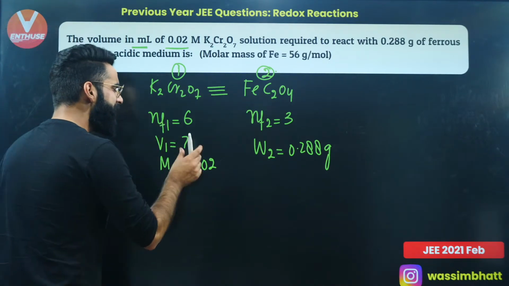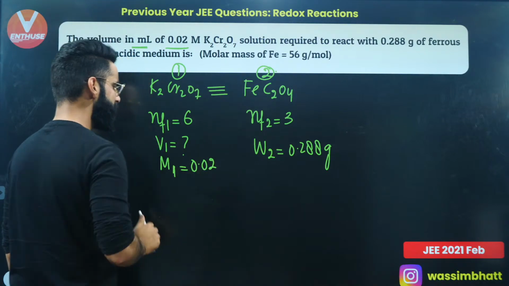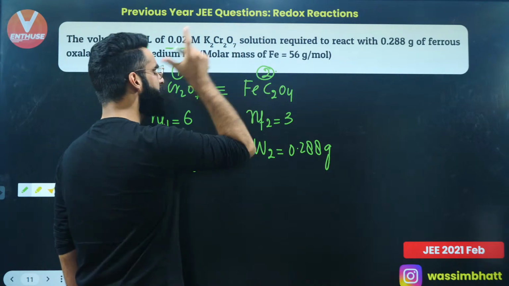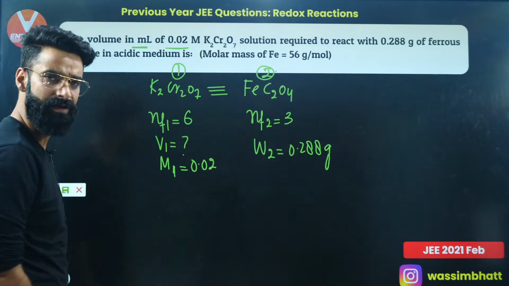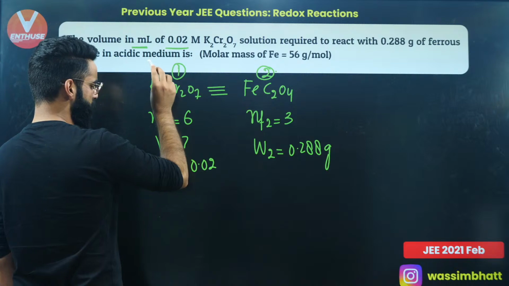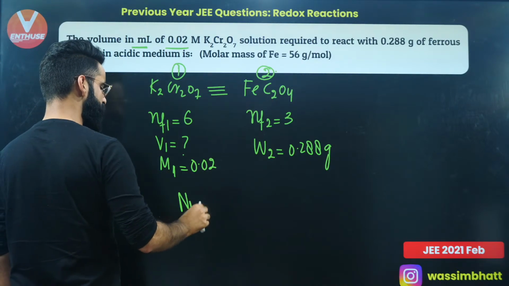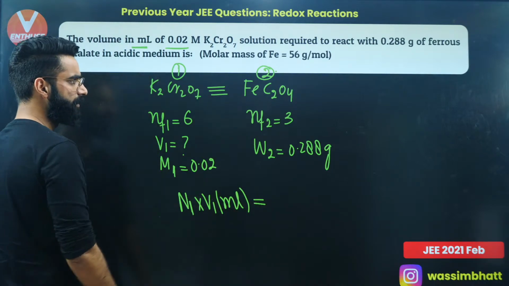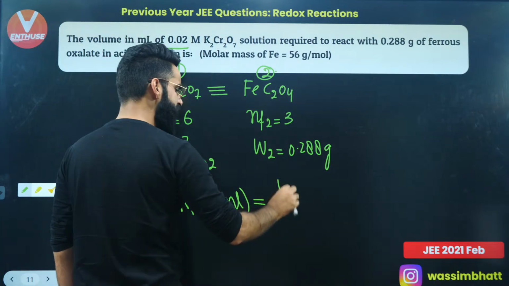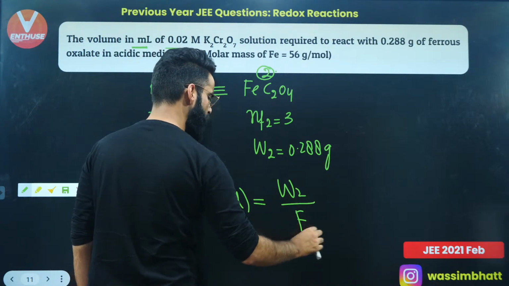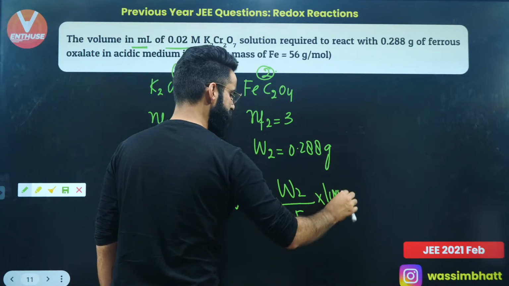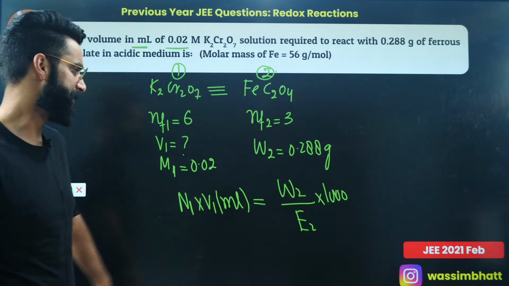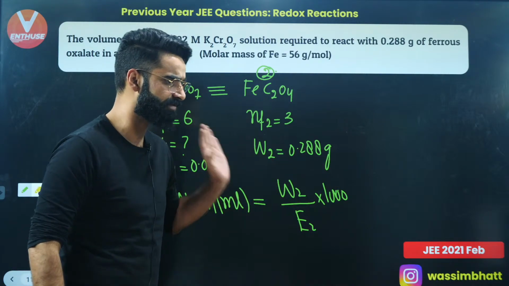First of all, I'm going to equate the milliequivalence of these two. I'll say milliequivalence of K2Cr2O7 reacted in the reaction must be equal to the milliequivalence of ferrous oxalate, right? So milliequivalence of K2Cr2O7, I can write as normality of K2Cr2O7 multiplied by volume of K2Cr2O7 in milliliters is equal to milliequivalence of ferrous oxalate, which I can write as mass of ferrous oxalate divided by equivalent mass of ferrous oxalate multiplied by 1000. There is one more relation, mass of substance divided by equivalent mass of substance multiplied by 1000, by means of which you can write the milliequivalence of the substance, right?